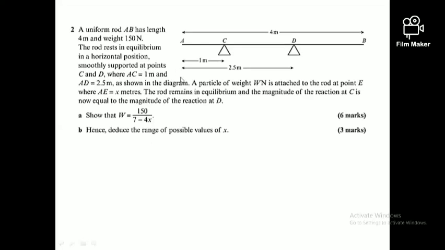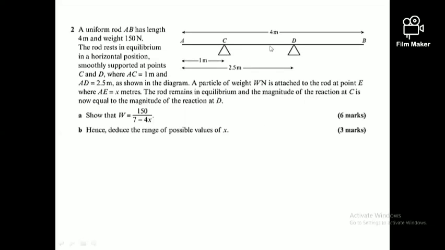Then it is kept on two supports. AC is 1 meter and AD is 2.5 meters. A particle of weight W newtons is attached to the rod at point E. They haven't given any fact about point E, so I will consider the distance from here to here, whatever the point, as x.